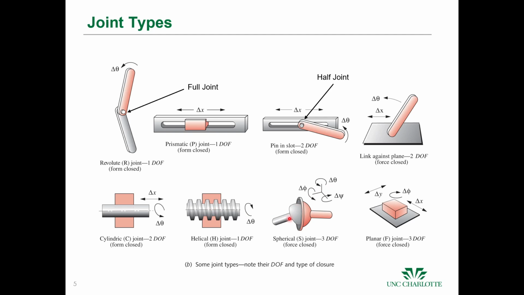Then we have spherical joints. They're fixed in X, Y, and Z, but can rotate about the X, Y, and Z axes. This is a 3 degree of freedom joint. And then we have planar joints here, which can move in X and Y and spin. So this is just a high level overview of a taxonomy of different joints that commonly show up in machines.